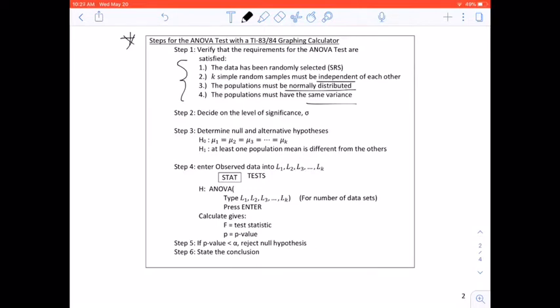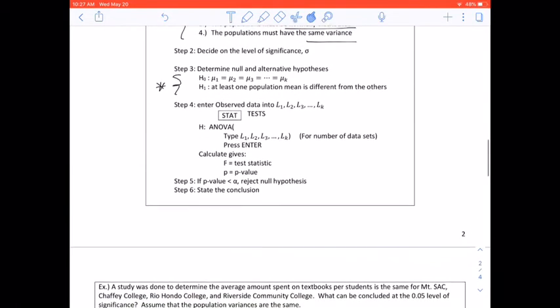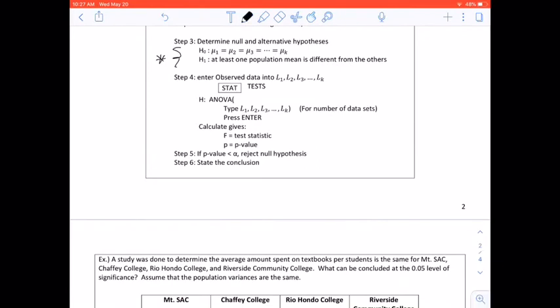Step 1 is to verify those requirements that we did right up above. Step 2 is deciding the level of significance alpha, which is normally given to you. Step 3 is determining your null and alternative hypotheses. And again, this depends on how many groups or categories we have. Also, underline the "at least one", don't forget that.